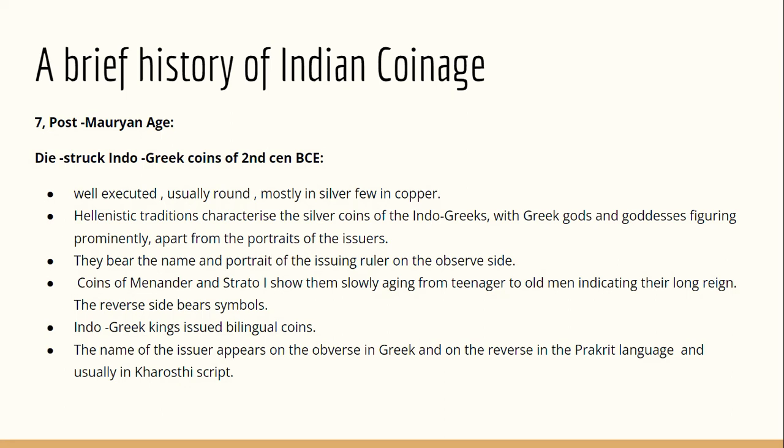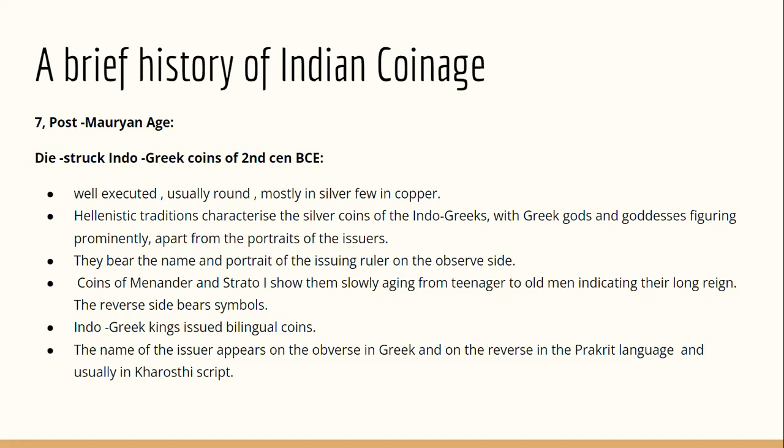Okay, so these are the die struck coins, Indo-Greek coins from 2nd century BCE onwards. Now, in order to understand the peculiar features of these coins, first of all, they are very well executed, very well made, usually round in shape, and mostly we find silver coins here, with few copper coins.